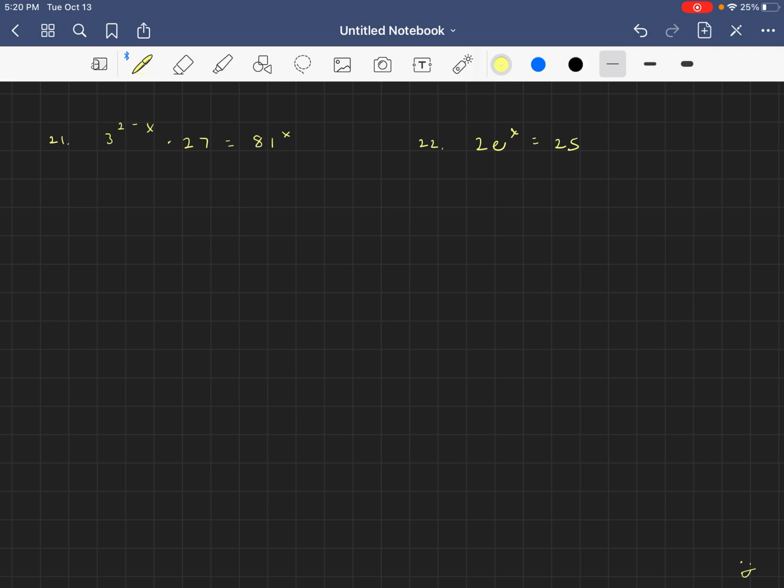21, we have numbers here that are 3s. 27 is 3 cubed. 81 is 3 to the 4th. Don't forget your x. Bases are all the same. Over here on the left-hand side, I'm going to add these 2 powers. 2 and 3 on the same side is a 5. I'm going to add that x over and divide out the 5.